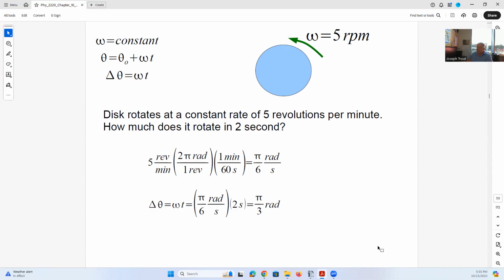So let's say we have a disk and it rotates at a constant rate of 5 revolutions per minute. How much does it rotate in 2 seconds? We have 5 revolutions per minute, but we need to convert that to radians per second. There's 2 pi radians in every revolution, so the revolutions will cancel. And 1 minute is 60 seconds, so the minutes cancel. So we end up with pi over 6 radians per second.